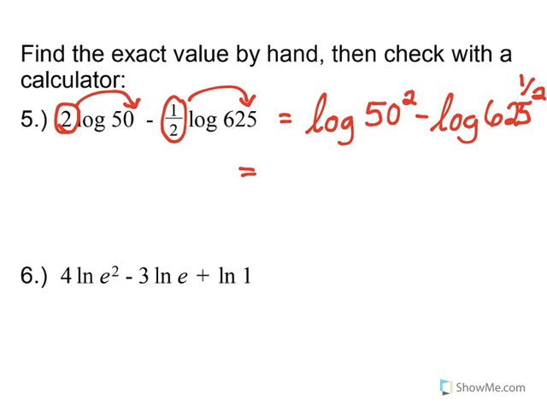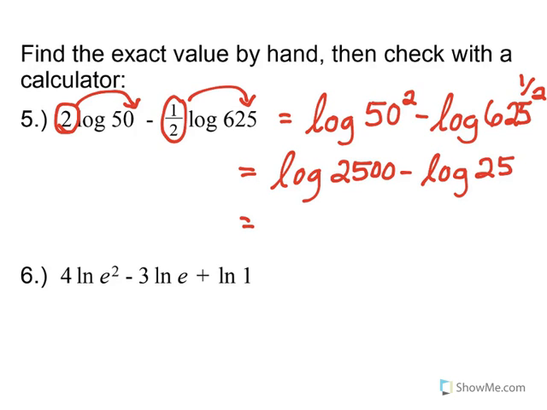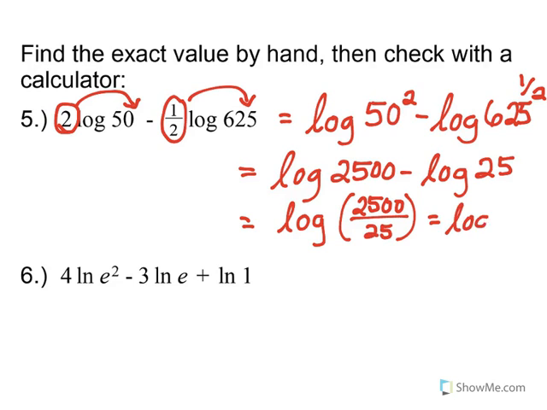Now, 50 squared is 2,500. And 625 to the 1/2 means the square root of 625. So that's going to be a 25 inside the second log, okay? So then next up from there, we're going to condense those down. Because of the subtraction between, I can turn this into a division problem. 2,500 over 25. And then simplifying that division gives me the log of 100.